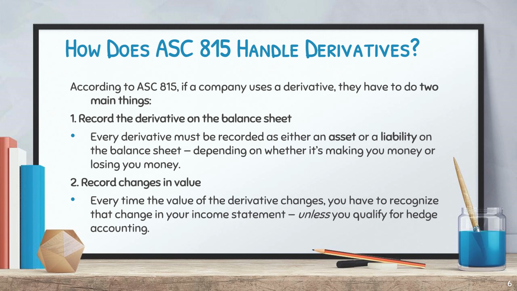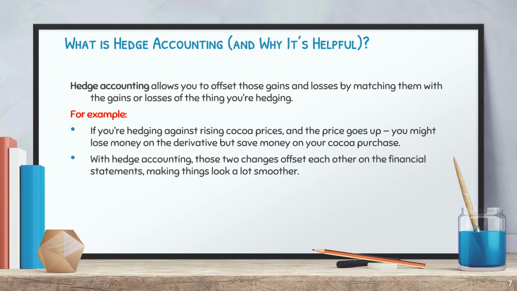What is hedge accounting and why is it helpful? Hedge accounting is like a special rule that helps smooth out the crazy ups and downs of derivative gains and losses. Normally, if the value of your derivative goes up or down, you'd have to report that in your income statement, which could make your profits look super volatile. Hedge accounting allows you to offset those gains and losses by matching them with the gains or losses of the thing you're hedging. For example, if you're hedging against rising cocoa prices and the price goes up, you might lose money on the derivative, but save money on your cocoa purchase. With hedge accounting, those two changes offset each other on the financial statements, making things look a lot smoother.